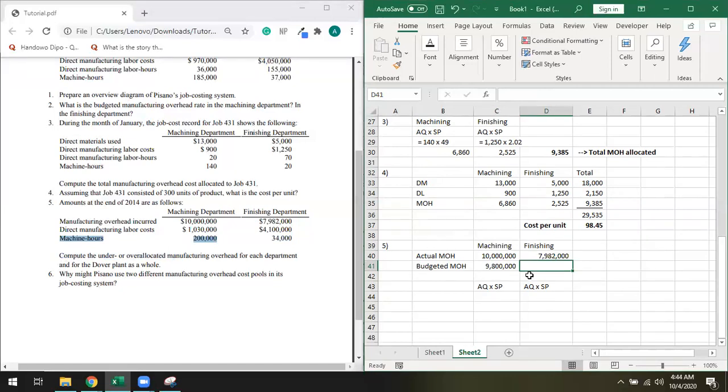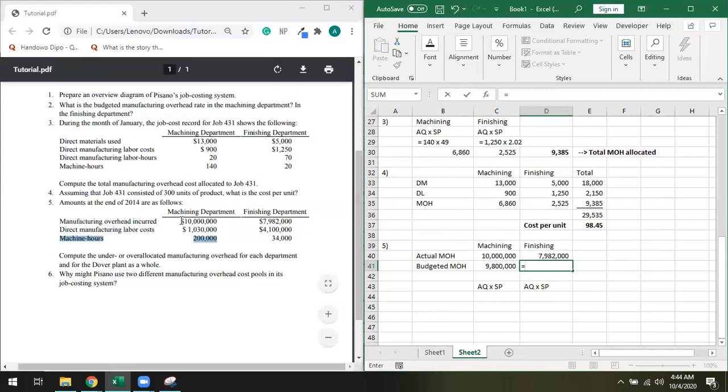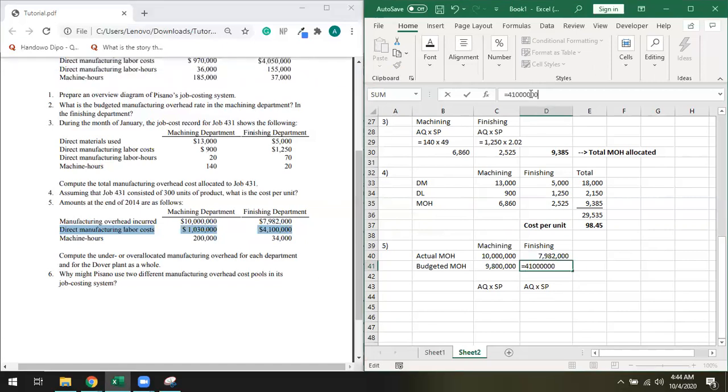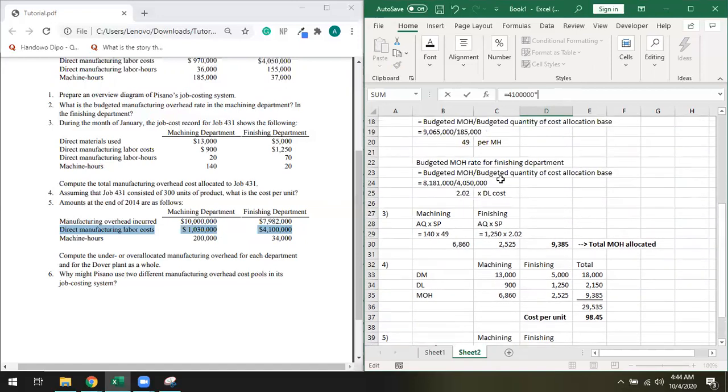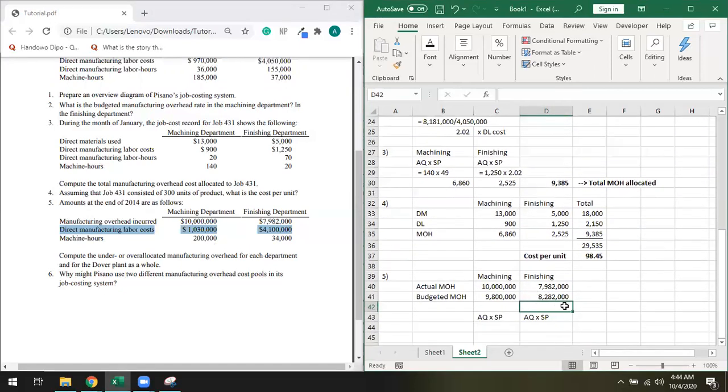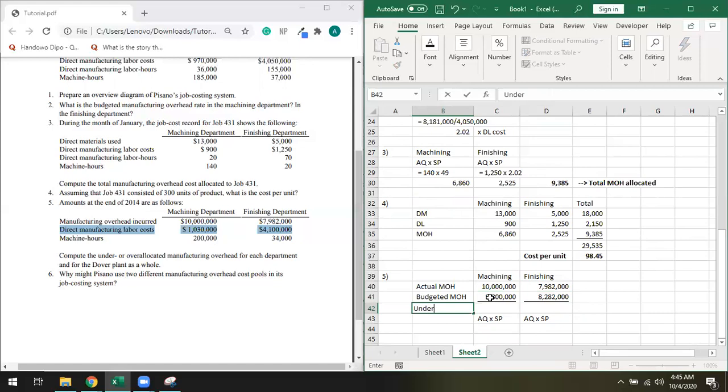As for the finishing department, the budgeted manufacturing overhead cost is actual quantity. Actual quantity is the direct manufacturing labor cost in the finishing department, which is $100,000, times the standard price or the budgeted manufacturing overhead rate for finishing department, 2.02, and then we get $9,282,000.